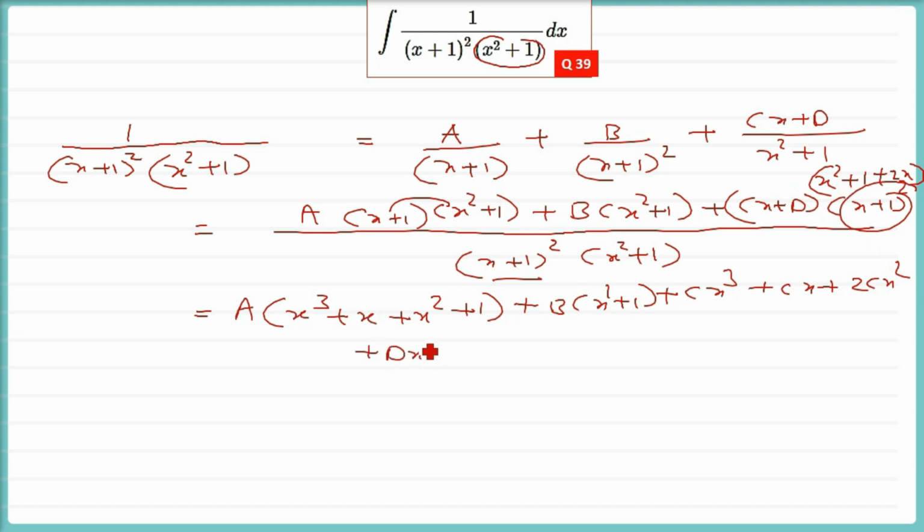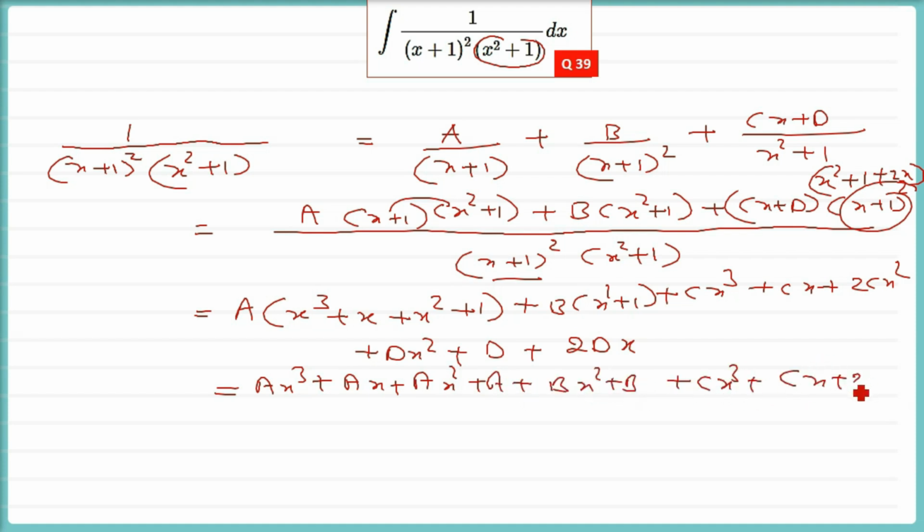Then take d, multiply it with x square plus 1 plus 2x. So that is what I am doing right now. So finally we have ax cube plus ax square plus a plus bx square plus b plus cx cube plus cx plus 2cx square plus dx square plus d plus 2dx. So we have 1 on the left. This x square plus 1 and x plus 1 whole square will get cancelled.